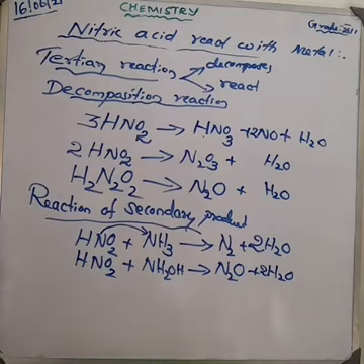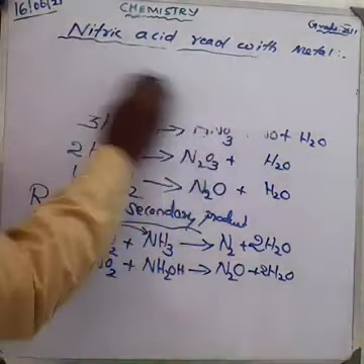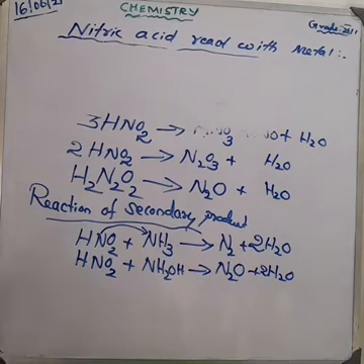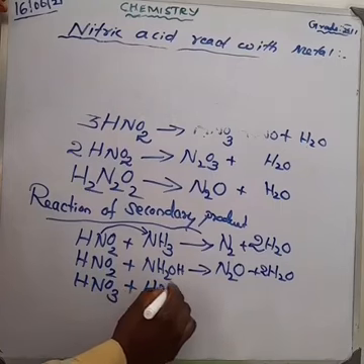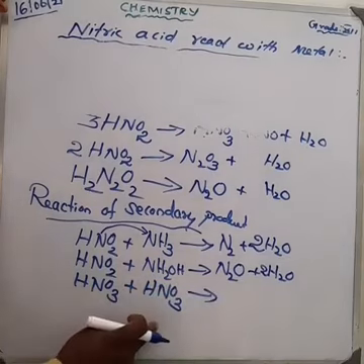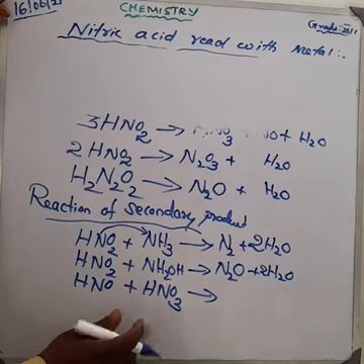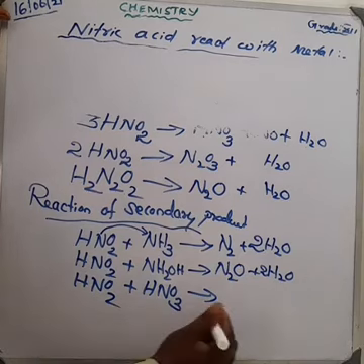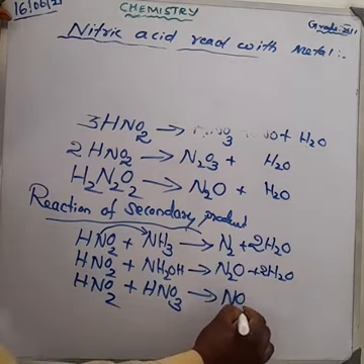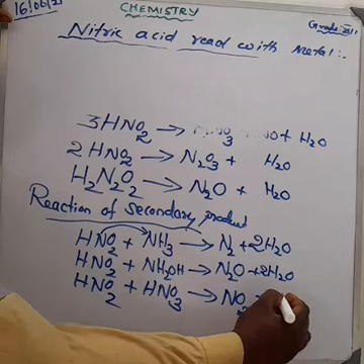The last reaction. Nitrous acid reacts with nitric acid. What is the formula of nitrous acid? HNO2. Nitrous means HNO2. Nitric means HNO3. So I am taking nitrous acid first. HNO2 plus HNO3 gives nitrogen dioxide. What is the product name? NO2 means nitrogen dioxide. And also we get a water molecule.